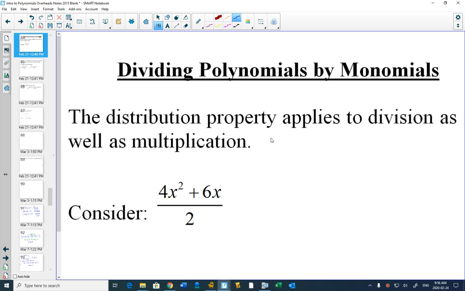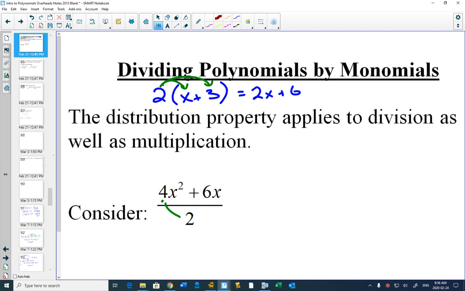If you are dividing something with more than one term, this is a binomial on top, it could be a trinomial. If you have more than one term on the top, we use the distributive property with division as well. Do you remember when multiplying, if you had 2 times x plus 3, that we drew these arrows? And that was the distributive property. And then you would get, as an answer, 2x plus 6.